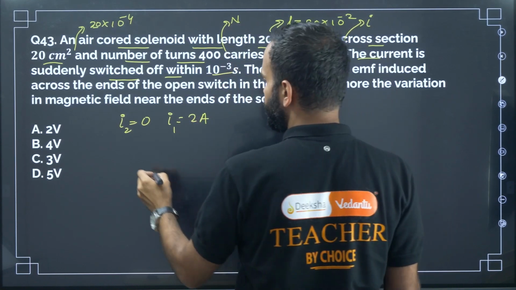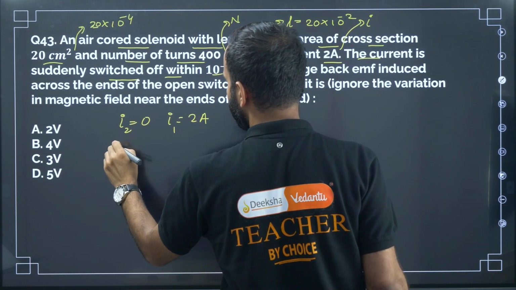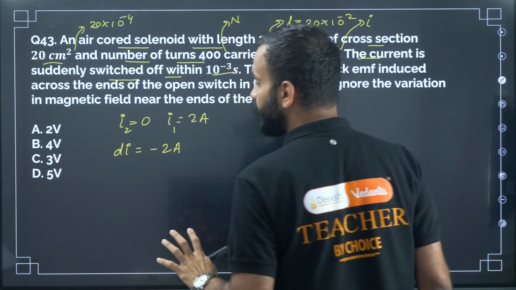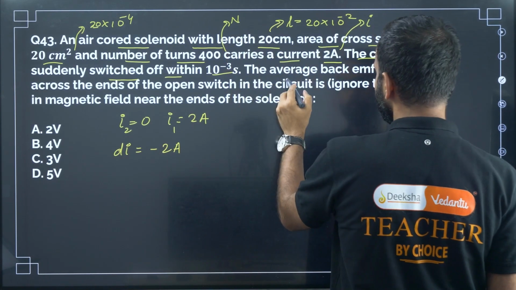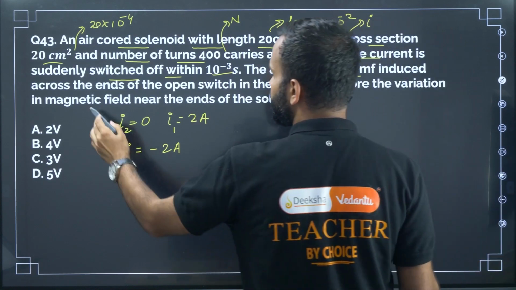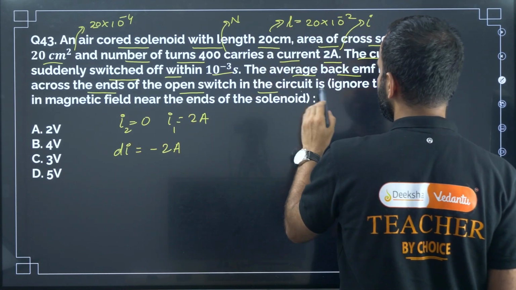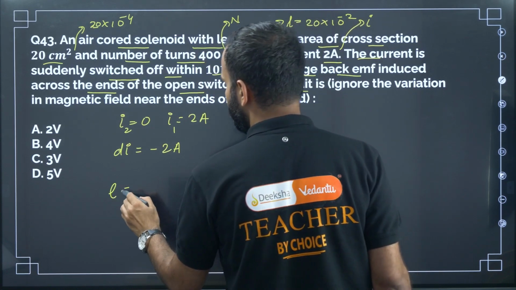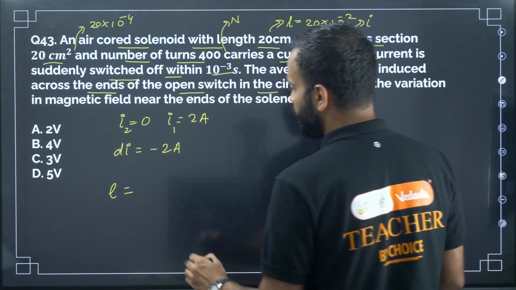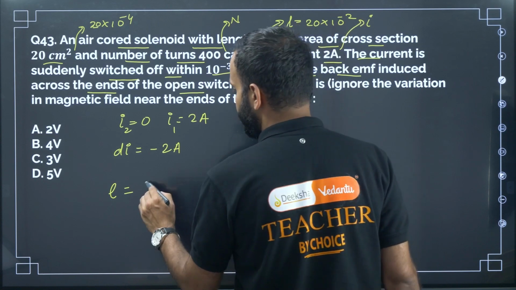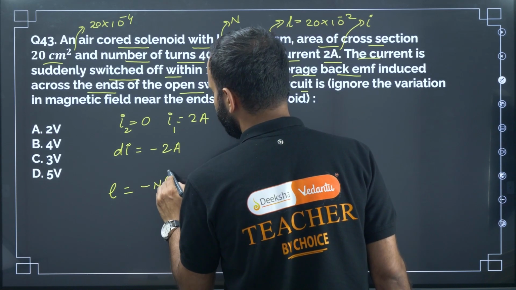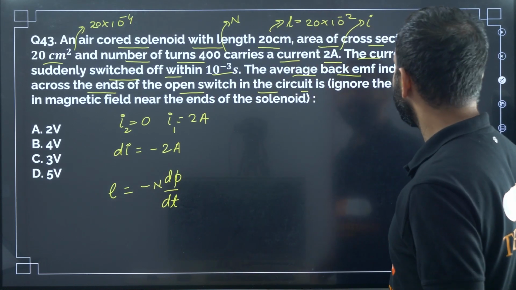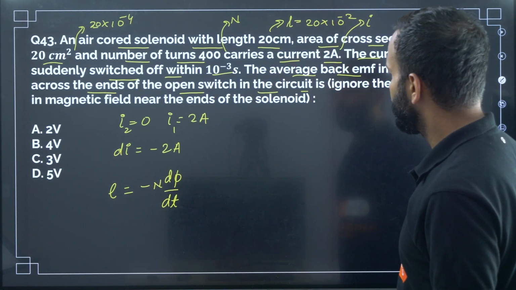So now the change in current is negative. That is delta I is equal to minus 2 ampere. The average back EMF induced across the ends of the open switch in the circuit is asked. Now the average induced EMF E is equal to the rate of change of magnetic flux, right? That is minus N into d phi by dt.